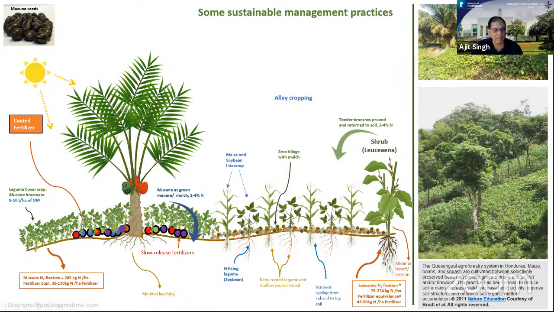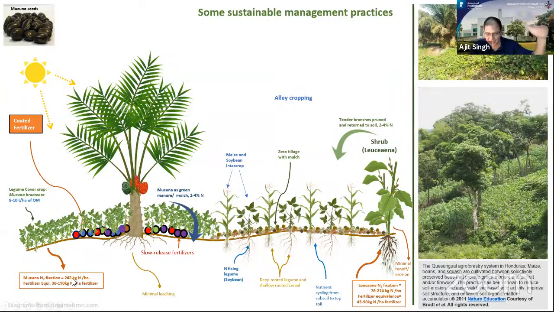And some of these are legumes, but all cover crops are legumes. They're able to fix nitrogen as much as 150. Okay, Mucuna can fix up to 242 kg of nitrogen per hectare, which is equivalent to 150 kg nitrogen. That's quite substantial. So Mucuna can really add too much of nitrogen into the soil.